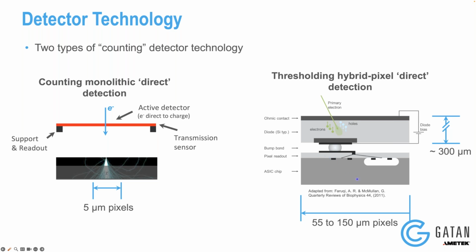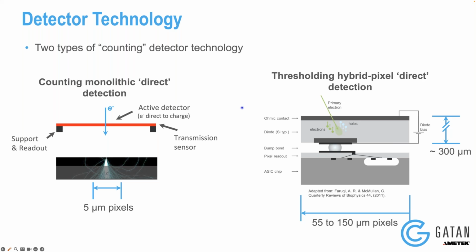Now the pixels here are much, much bigger. We're looking at tens or multiple tens of microns. The range for the pixel size here is 55 to 150 microns. The Stellar camera that Gatan have, for example, has 75 micron pixels, so much bigger than the monolithic system. What you tend to have is fewer, larger pixels in the same approximate sensor area. But the commonality here is that they are both counting cameras.